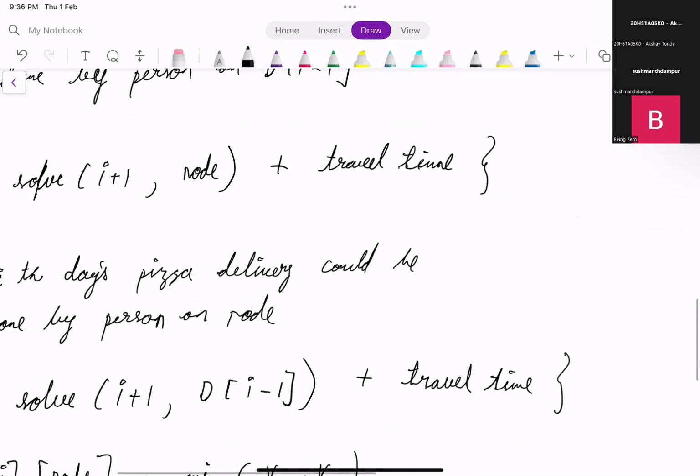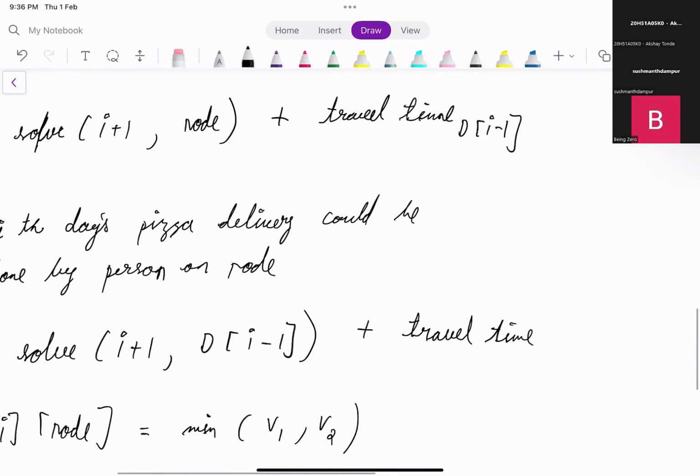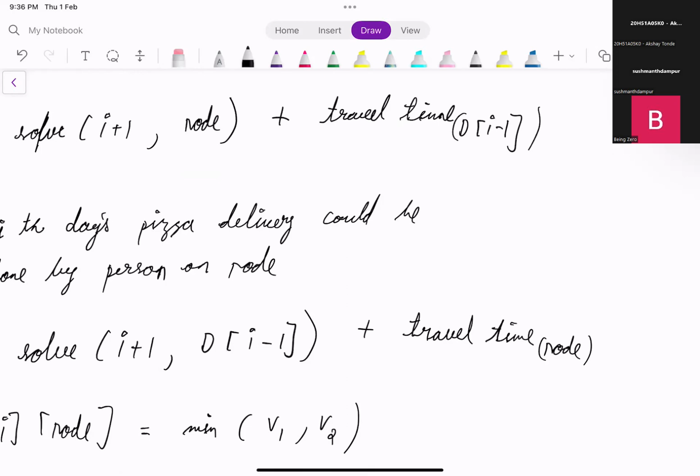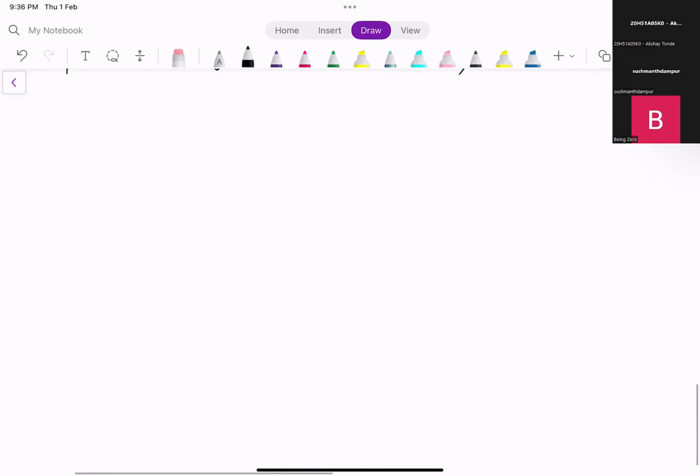But now the thing is, how do we calculate the travel time? This is the travel time taken by the person who is on d of I minus one, and this is the travel time taken by the person who is on node. So now let's see how we can find this travel time. To find the travel time, let's consider a tree. I'm not numbering the tree.